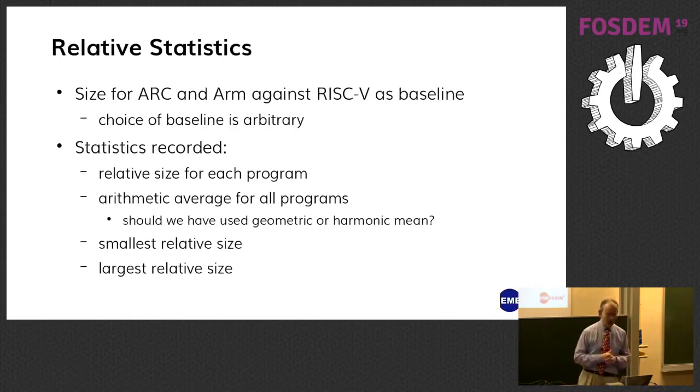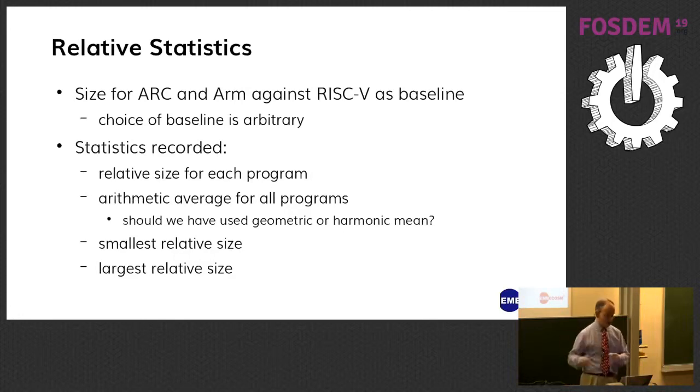But we'll also look at some relative statistics. And we're looking at 3 processors. I've taken RISC V as the baseline because I'm talking in the RISC V dev room. It could have been any one of them. It doesn't matter. It's just an arbitrary choice. And we'll look at each program in turn relative in code size to RISC V.